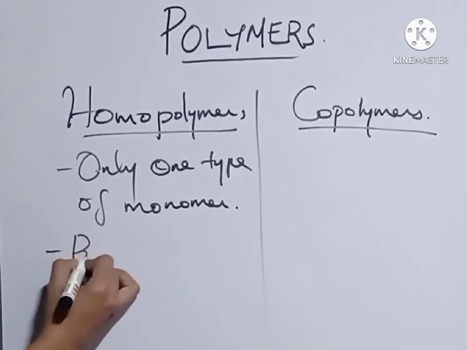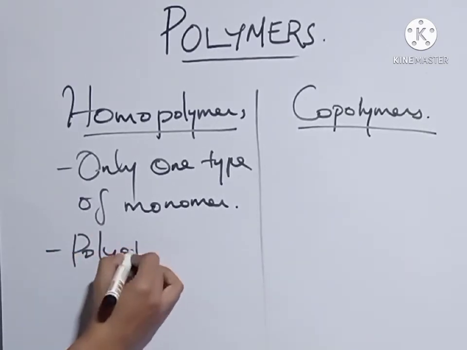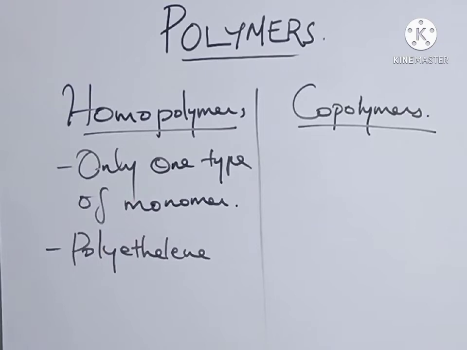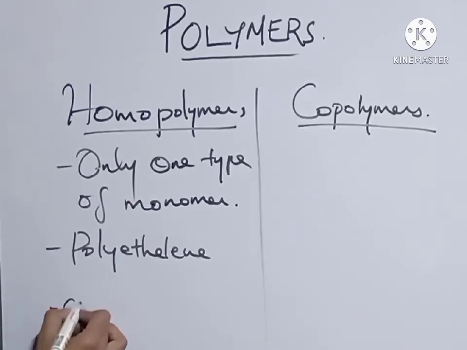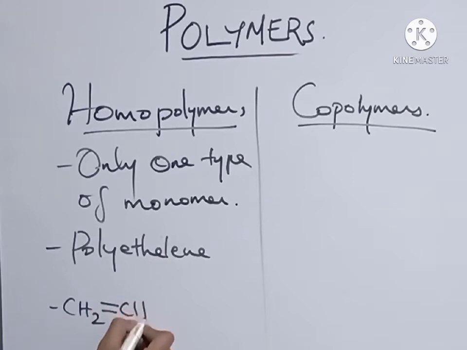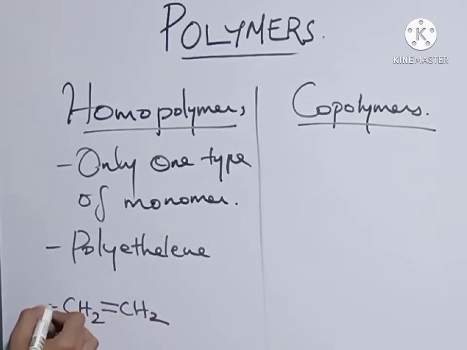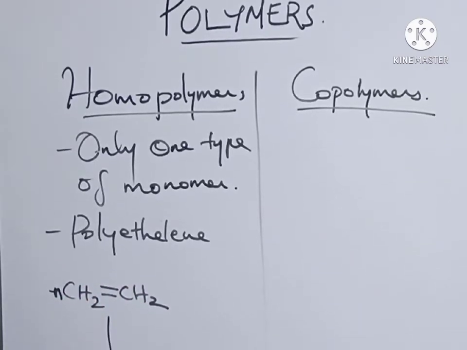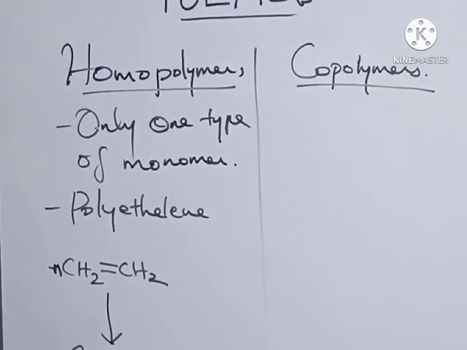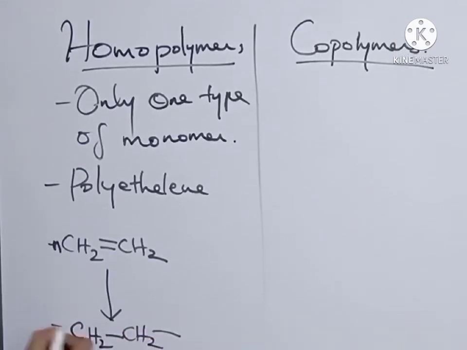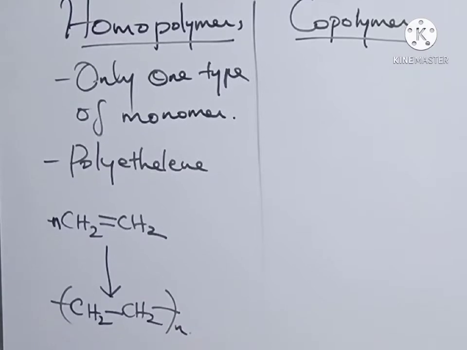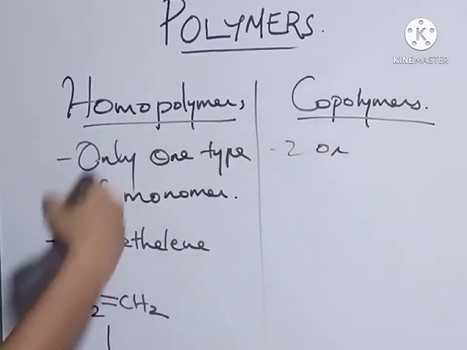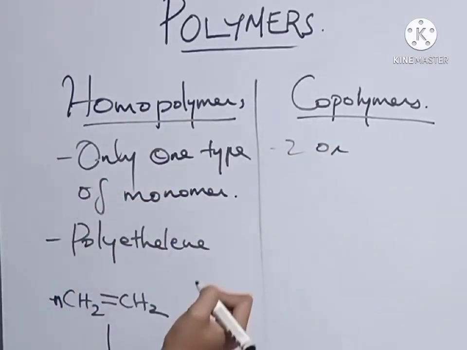For example, polyethylene or polythene is a homopolymer. Here the monomer unit is ethylene, that is CH2 double bond CH2, and n such monomers polymerize to form CH2 single bond CH2, n times. While copolymers means two or more monomer units are involved in the polymerization reaction.